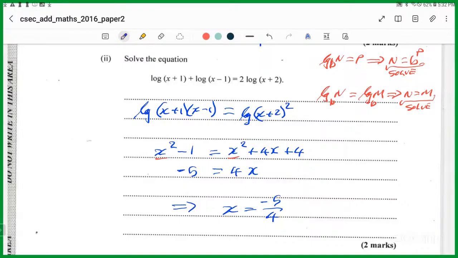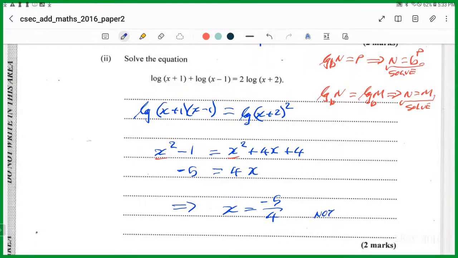And is this a valid solution? Yes. No. Technically, it's not a valid solution, because if you put x equal to negative 5 over 4 here, no, not there, here, you'll be finding the log of a negative number. Alright? You'll be finding the log of a negative number. And you can't find the log of a negative number. So this answer is not a valid answer. So this has no real solution in a sense.